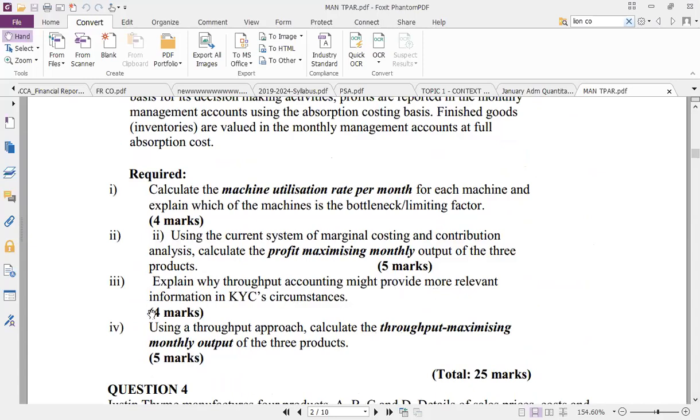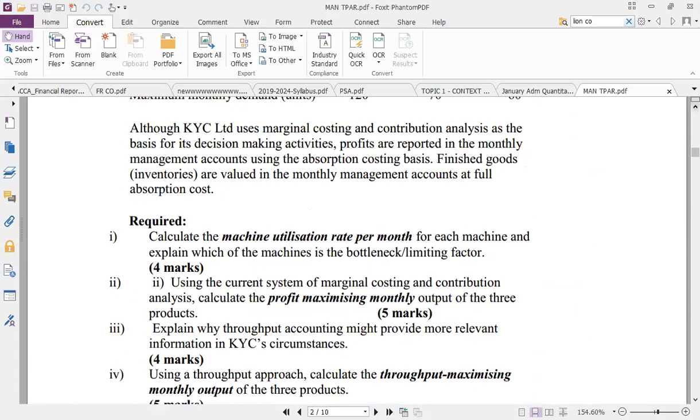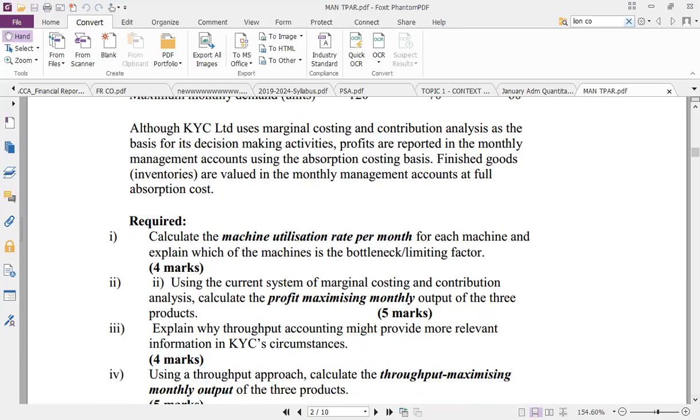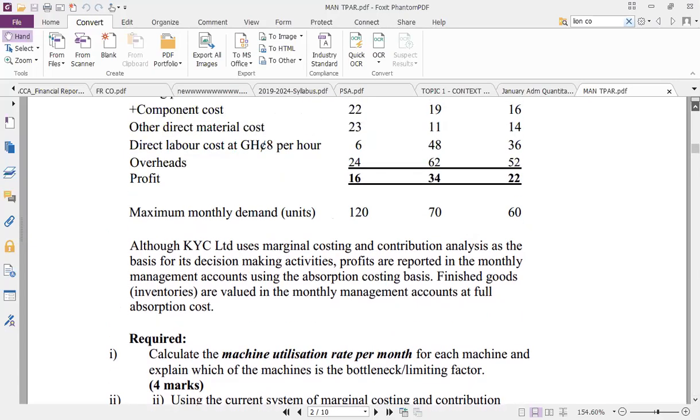That's 4 marks. Now finally, using throughput, calculate the throughput maximizing monthly output of the 3 products. You are done. How many marks? 5. You are done. That's great. So this question is your question in advance. Can you do every aspect of it and please present it before time? If you don't understand anything, can you let me know before time?